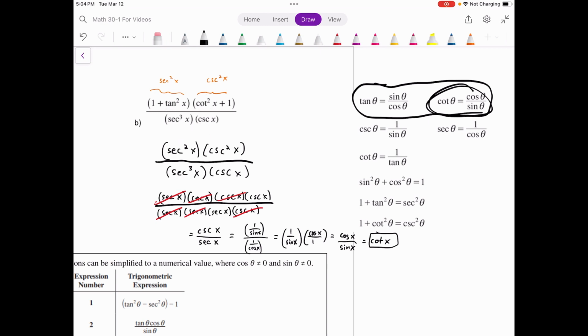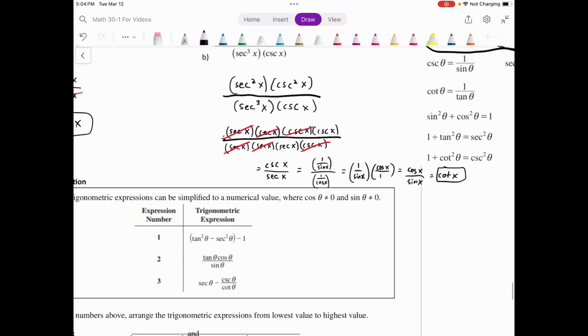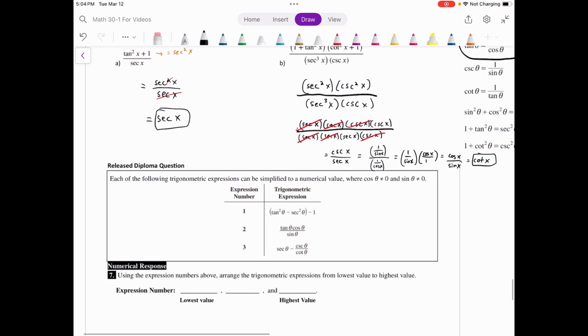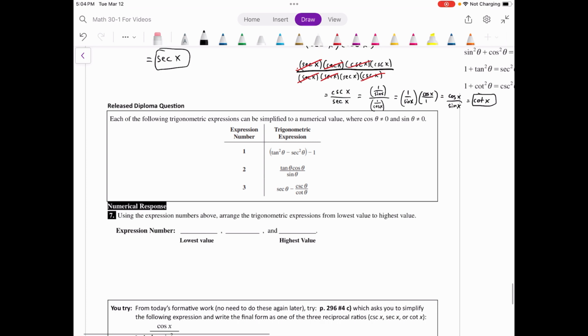So we've got our Pythagoreans, we've got rewriting in terms of sine and cos to make use of the quotients and the reciprocal identities, okay? We'll see even more strategies in the next lesson. Okay, all we got left here is one diploma question dealing with these Pythagorean and or quotient identities, and that will be it for this lesson.